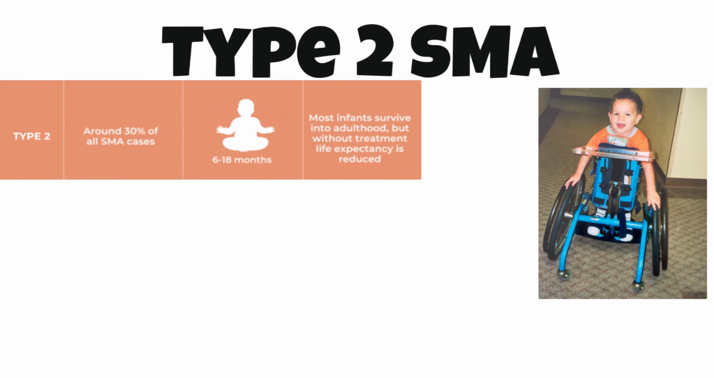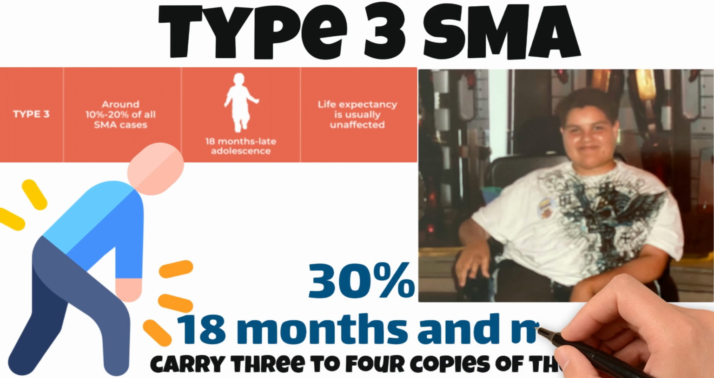Type 3 SMA. Late-onset SMA, also known as SMA types 3 and 4, mild SMA, adult-onset SMA, and Kugelberg-Welander syndrome, causes varying degrees of weakness. Patients with type 3 SMA carry 3 to 4 copies of the SMN2 gene. SMA type 3, juvenile-onset, accounts for 30% of all SMA cases. Symptoms typically occur between the ages of 18 months and maturity.